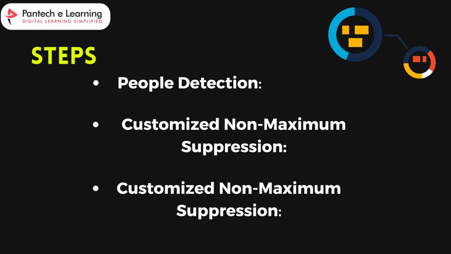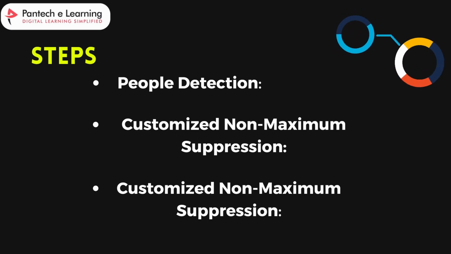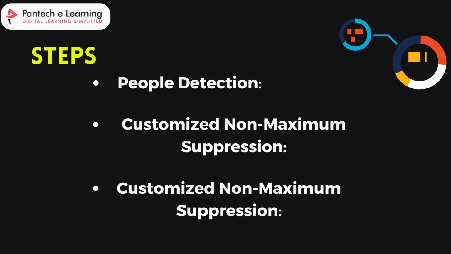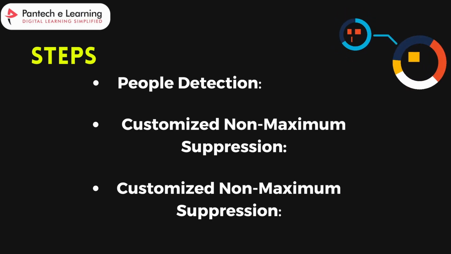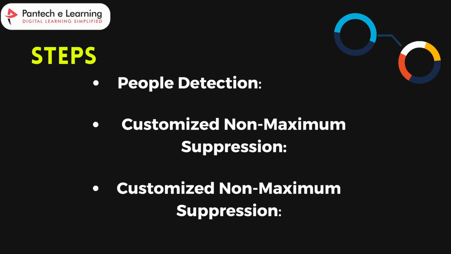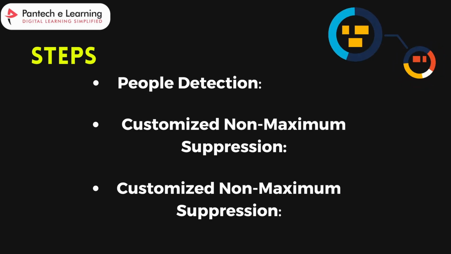This is typically done using computer vision algorithms or deep learning based object detection, such as the YOLO algorithm. These models are trained on large data sets containing images of pedestrians and can accurately identify them in the video frame.